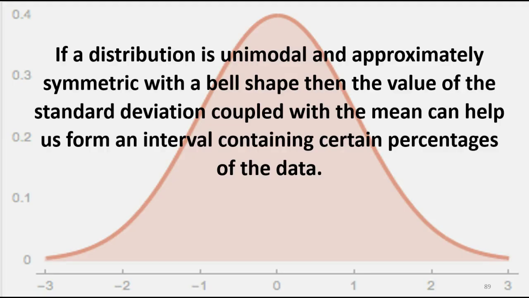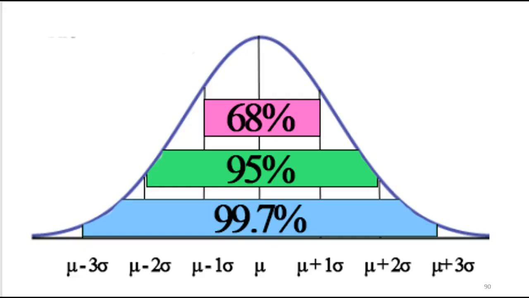If a distribution is unimodal and approximately symmetric with a bell shape, then the value of the standard deviation coupled with the mean can help us form an interval containing certain percentages of the data. And so we're going to talk about what is known as the empirical rule. And so here is a picture of the empirical rule to go along with the definition on page 23.